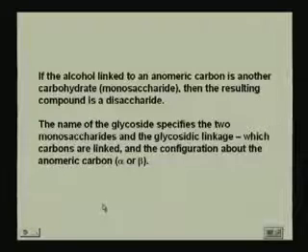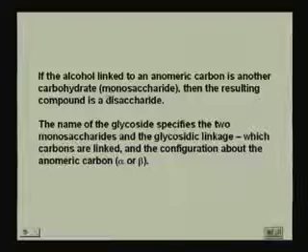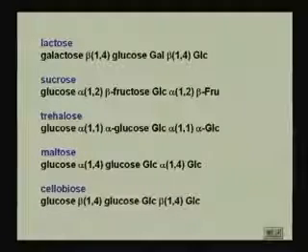So, let us look at the rules first. If the alcohol linked to an anomeric carbon is another carbohydrate, obviously the other resulting compound is a disaccharide, because we have 2 monosaccharide units. The name of the glycoside specifies the 2 monosaccharides and the glycosidic linkage, which carbons are linked, and the configuration about the anomeric carbon, the alpha or the beta. Okay? So, we have either the alpha or the beta, and we have to figure out which carbon it is linking to. Now, these are some examples.